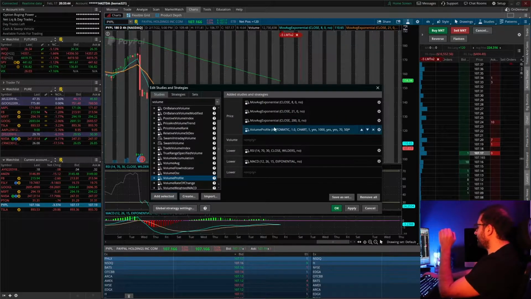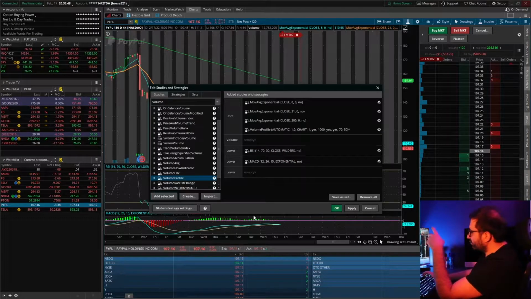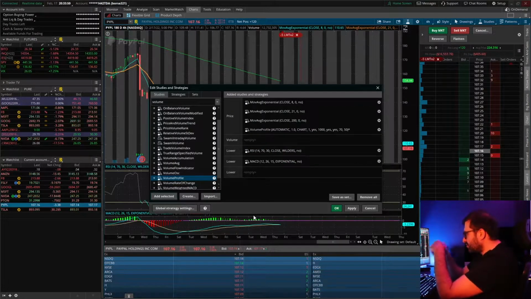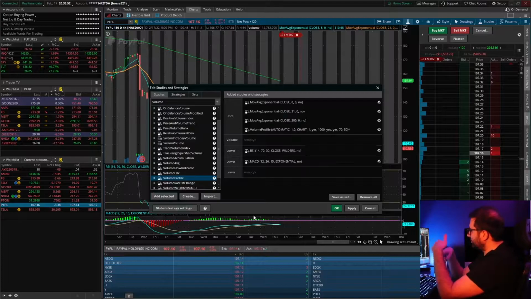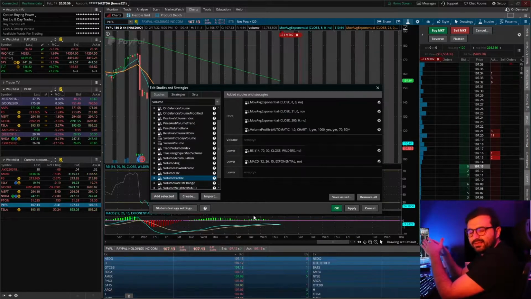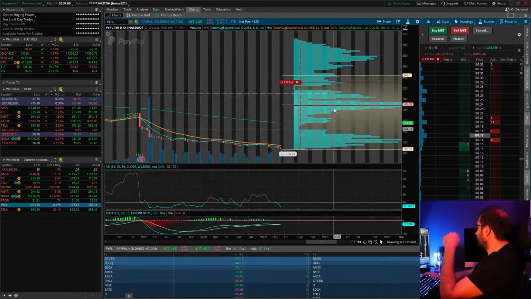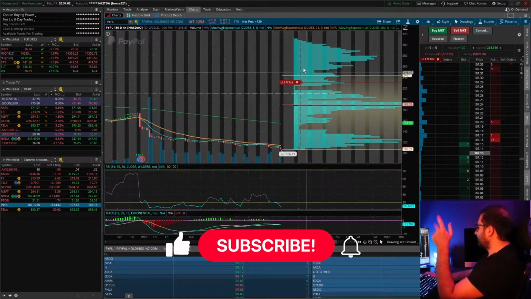After you add it, you don't need to touch anything, and you don't need to configure anything. Just let it go and use the default settings, because these are the best settings at the moment. And we hit apply and okay, and voila, here it is.